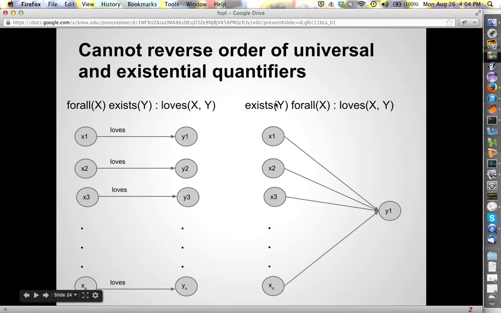However, there exists a y such that for all x, x loves y. Well, this just says there exists some y such that for every x, x loves y. This is just, there's somebody that everybody loves. So you can't change the order of existential and universal quantifiers and have the sentence mean the same thing. It's going to mean something different if you change the order of those.